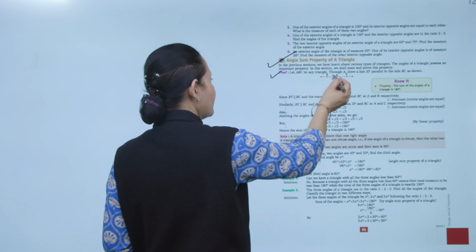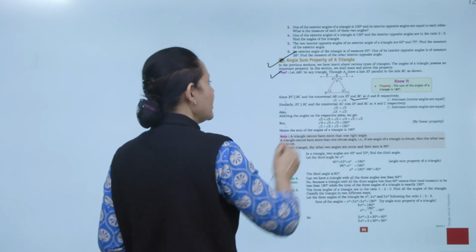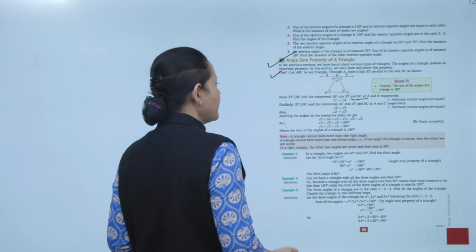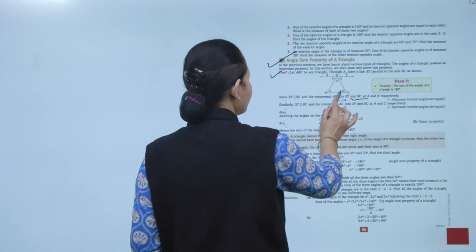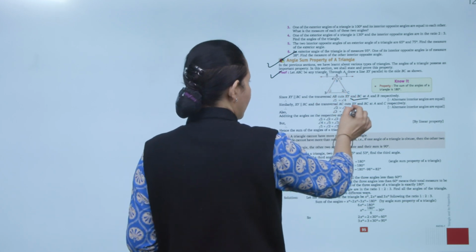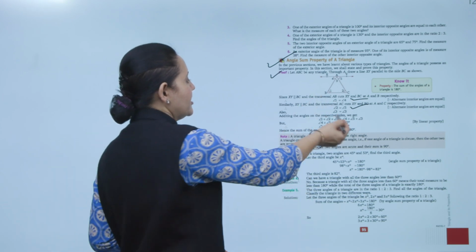So angles 1 and 4 will be equal. They are alternate interior angles. Similarly, XY is parallel to BC and AC is a transversal. So angle 2 and 5 will be alternate interior angles, and angle 3 equals angle 3.